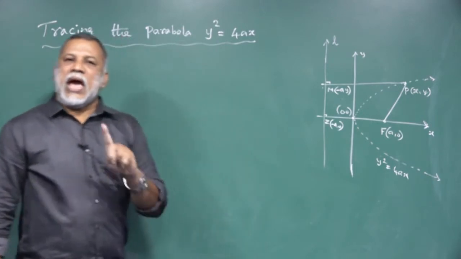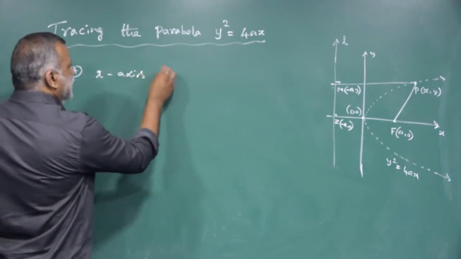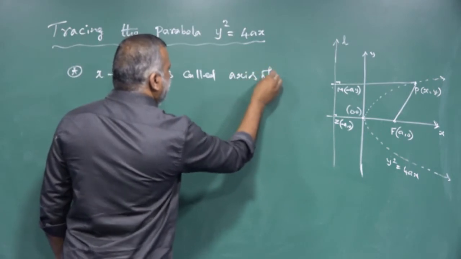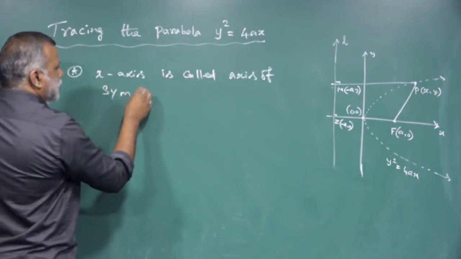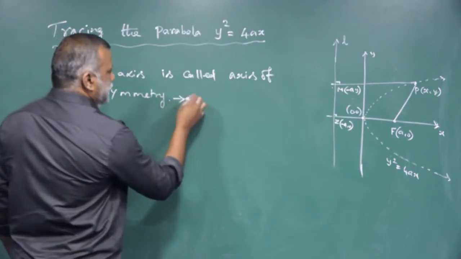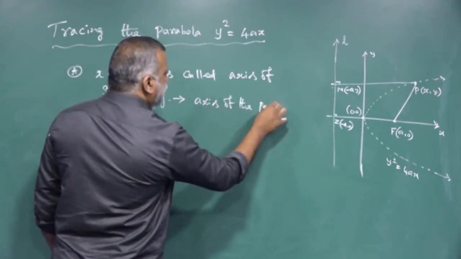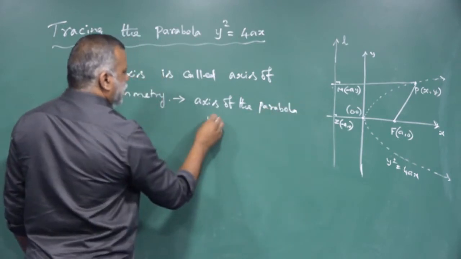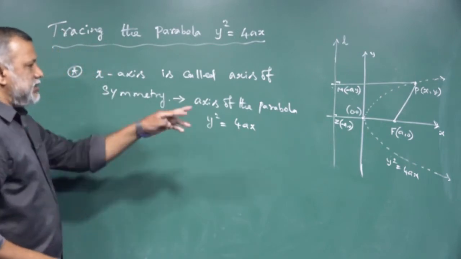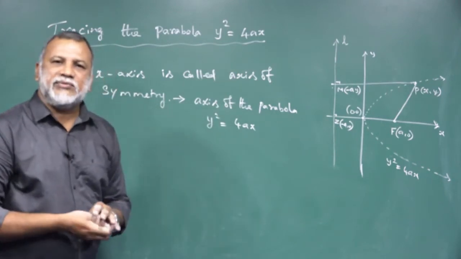The x-axis is called the axis of symmetry. So that it is called the axis of the parabola. This is called the axis of the parabola y squared equal to 4ax. The x-axis is the axis of the parabola. The axis of symmetry is called the axis of the parabola.